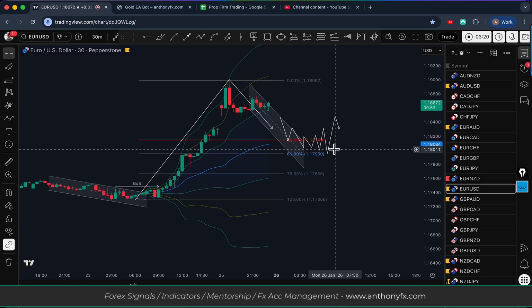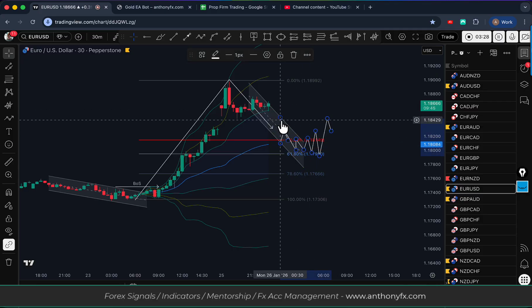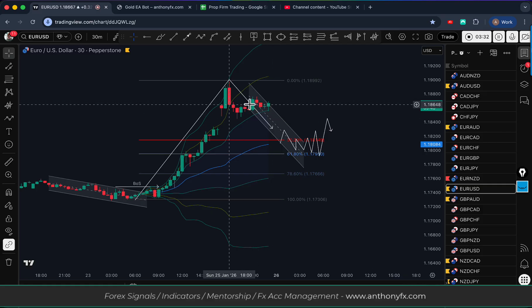Now, that could happen here. It could happen down here. It could happen up a little bit higher. But at some stage, this pullback is going to break market structure. Now, what we've got forming up here is actually a range. This range is telling us that big money is involved. Okay, so it's accumulation or distribution.